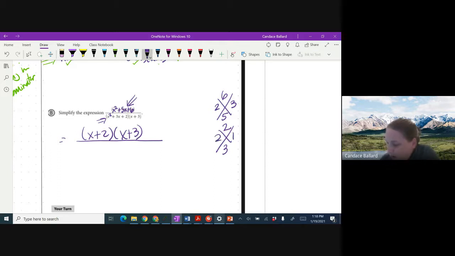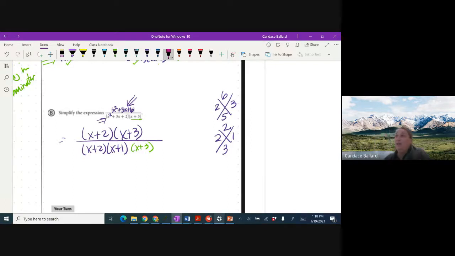2 and 1. So we've got x plus 2 times x plus 1. And then check out what's hiding in here. We've got an x plus 3 just hanging out, right? Okay, now here comes the fun part. Yes, it's the fun part of math class today. We are going to cross stuff out.